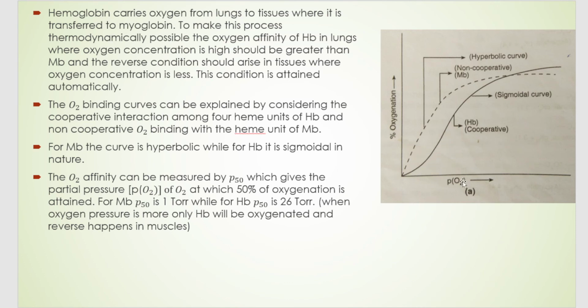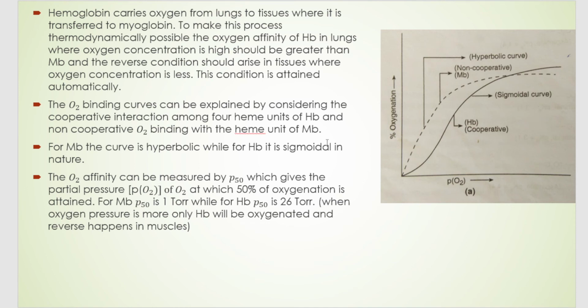Whereas when the percentage of oxygen becomes very high, the oxygenation of myoglobin becomes less, whereas that of hemoglobin becomes more. So you can see that for myoglobin the curve is hyperbolic, going from high to low, whereas for hemoglobin the curve is sigmoidal in nature. The O2 binding curve can be explained by the cooperative interaction among the four heme units and non-cooperative O2 binding with the heme unit of the myoglobin.